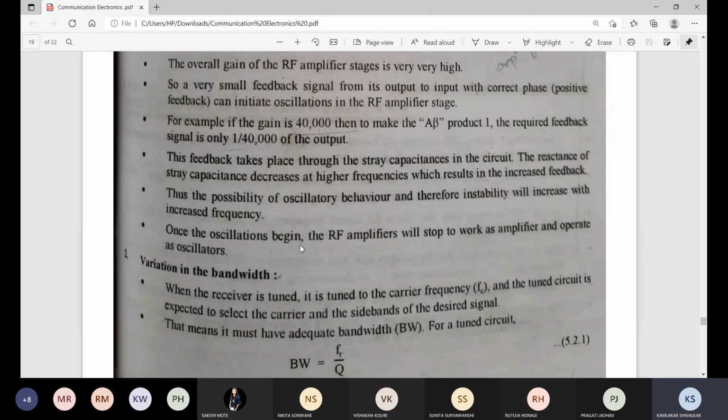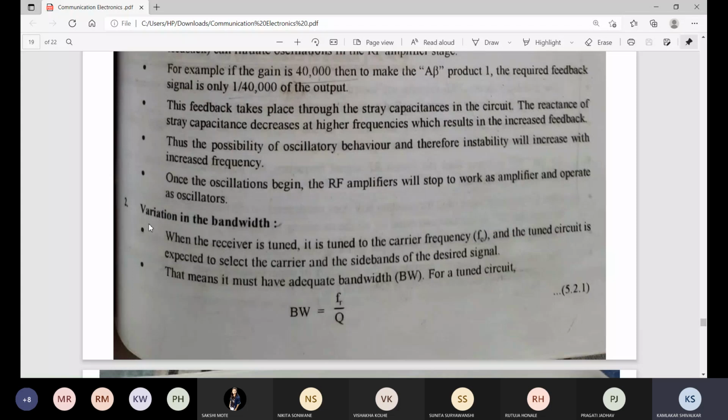See, once the oscillator begin, म्हणजे काय केलंय, RF स्टेज मधला जो पहिले फर्स्ट स्टेज मध्ये जो RF आपला ऑसिलेटर असेल, that oscillator will get start, and as it start, then RF oscillator will get start, means it generate the frequency or the oscillations, and that frequency disturb the signals. So the RF amplifier will stop to work and operate as an oscillator. Okay, then the variation in the bandwidth.